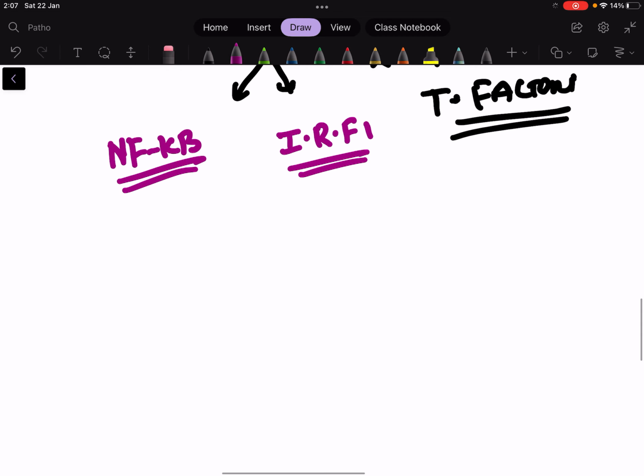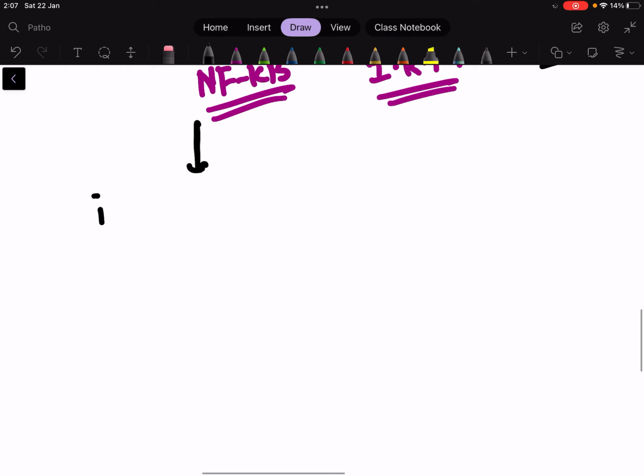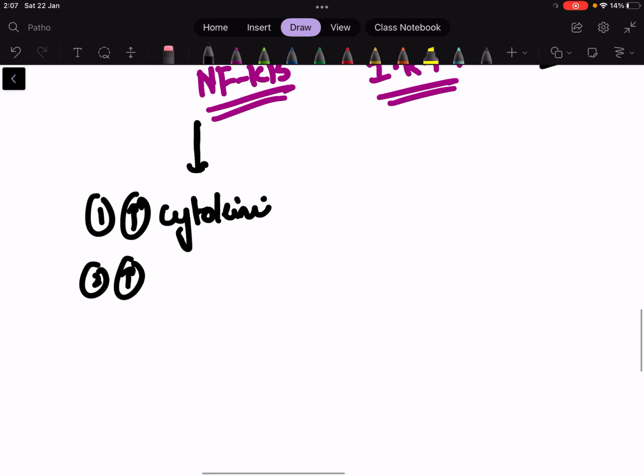So once the NF-kB pathway is activated, the NF-kB transcription factor will produce proteins, right? And it will increase cytokines and it will increase the adhesion molecules.